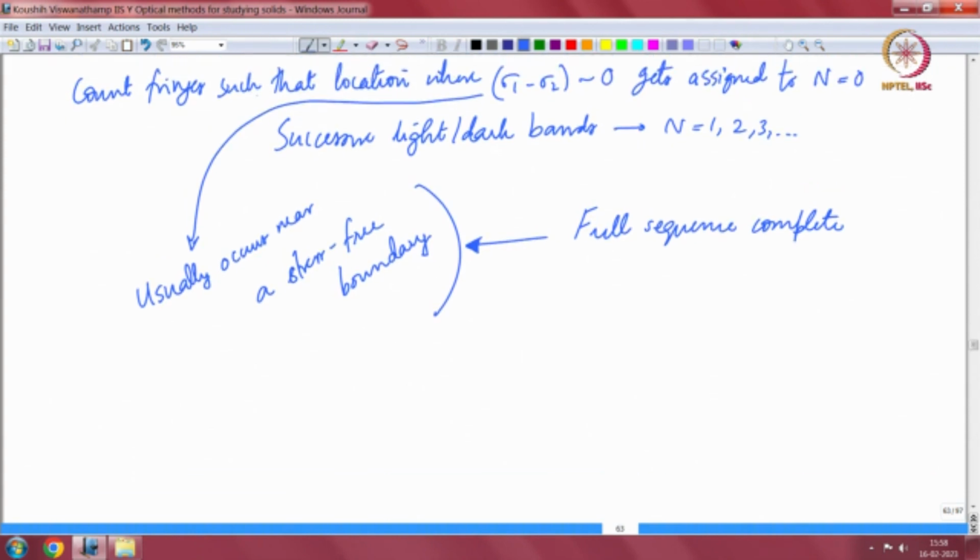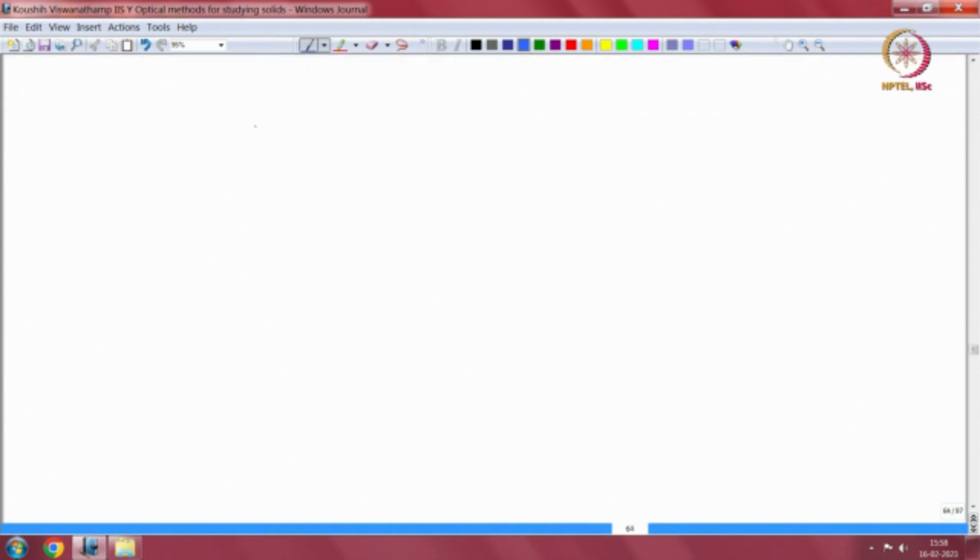Alright, now there are a few limitations of course naturally with this entire method. The first limitation is that you obviously need a transparent stress birefringent material.